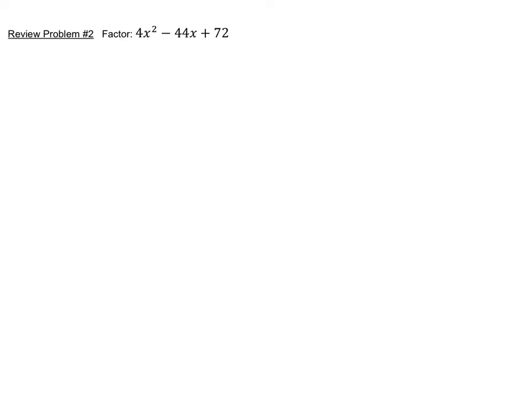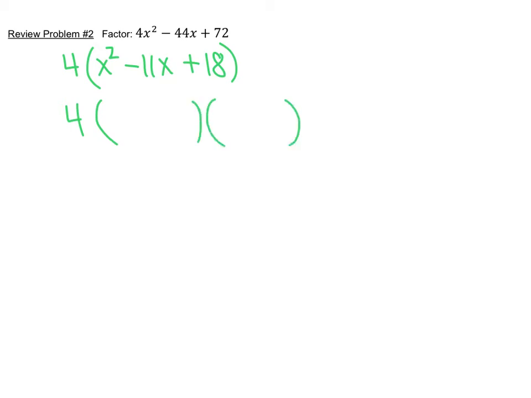So in your calculator, if you don't know, 44 divided by 4 is 11. 72 divided by 4 is 18. So I can take out the greatest common factor of 4. So we have 4 times the quantity x squared minus 11x plus 18. Now we're going to keep the 4 out in front, but we are now going to understand that what we have inside the parentheses is a trinomial.